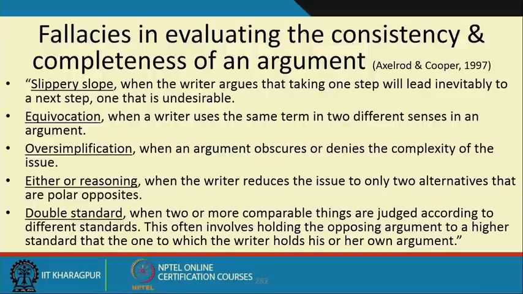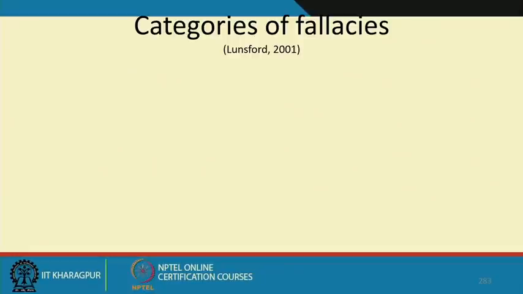This often involves holding the opposing argument to a higher standard than the one to which the writer holds his or her own argument. So, different standards are used to assess two different arguments. These are called double standards. Everything that you are evaluating should be evaluated on the same pedestal. You can't hold one argument in a different light and say this is more... Evaluating arguments on different standards leads to a problem.